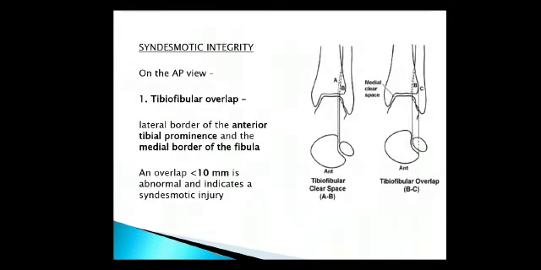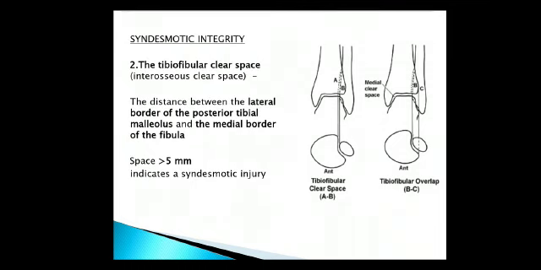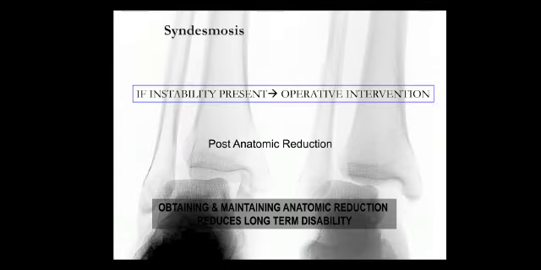We have already discussed the X-ray of the ankle joint. To indicate syndesmotic integrity, the tibiofibular overlap, between the lateral border of the anterior tibial prominence and the medial border of the fibula, should be less than 10 mm. The tibiofibular clear space, the distance between the lateral border of the posterior tibial malleolus and the medial border of the fibula, should be more than 5 mm. If instability is present, you have to operate.